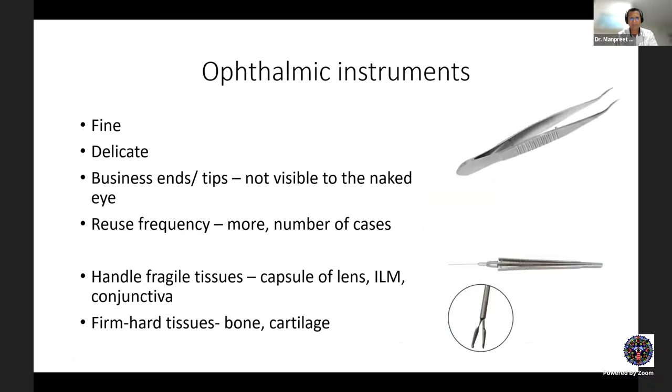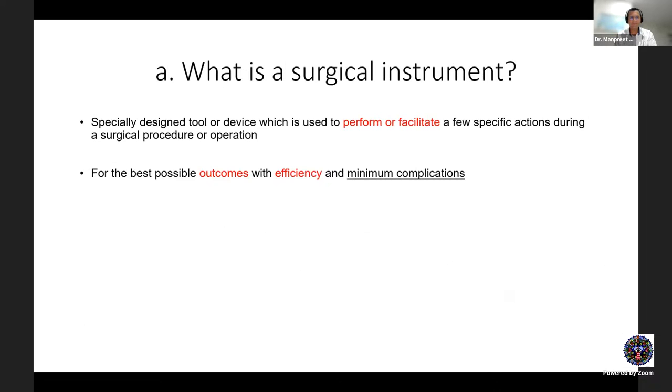Ophthalmic instruments are fine, delicate ones. They have business ends or tips which are not visible to the naked eye. Their reuse frequency is much more compared to other specialties because of the number of cases. And we do handle fragile tissues like the anterior capsule of the lens, the internal limiting membrane, not visible to the naked eye without magnification, and conjunctiva definitely. It's not only about fragile tissues. We do encounter some firm to hard tissues like bone and cartilage while doing oculoplastic surgery specifically.